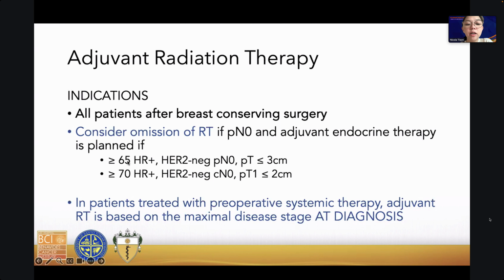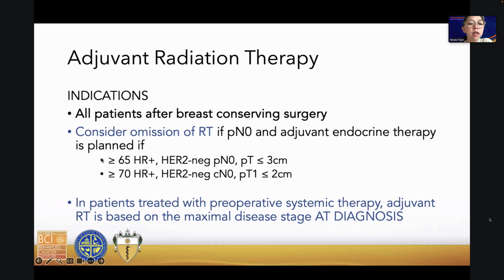If they are greater than or equal to 65, hormone receptor positive, HER2 neu negative, pathologic node negative, and tumor size less than or equal to 3 cm. This next bullet, baka ma-confuse, greater than or equal to 70, hormone receptor positive, clinically node negative, pathologic T1, less than or equal to 2 cm. So for this one, we have the new data to show that we may actually omit sentinel lymph node biopsy in certain subsets of patients, such as these elderly luminal stage 1 cancer patients. So these patients may also omit RT.